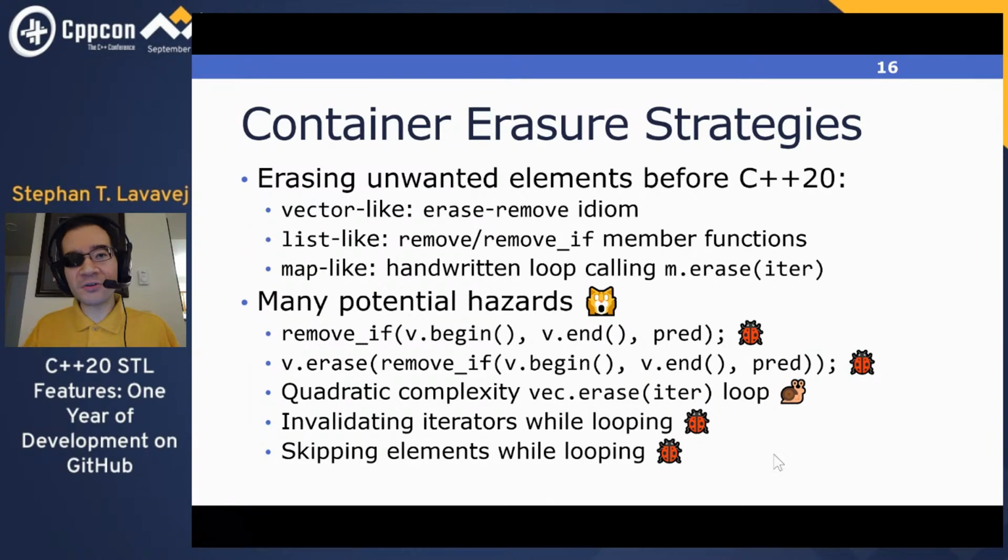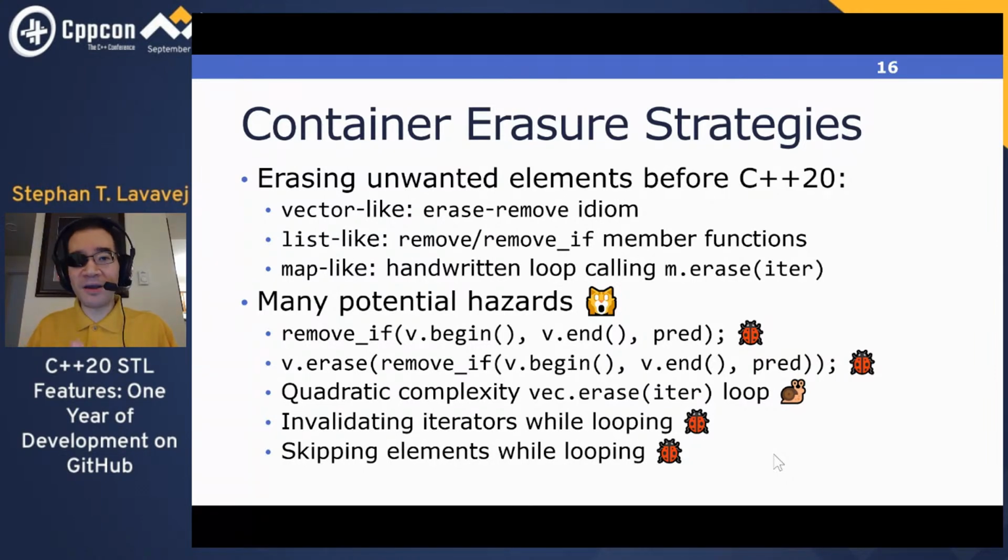So if you had a vector-like container, and here vector-like means vector, deque, or string, you needed to use the erase-remove idiom that books like Scott Meyers' Effective STL have been talking about for decades. And that's a very strange bit of code that you would never guess would be needed if you weren't specifically told about it.